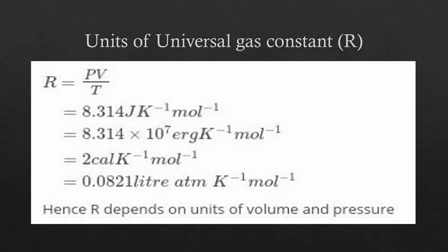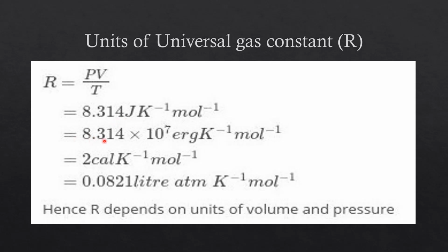Very important is the units of the universal gas constant, that is R. From the previous equation, you know that R is equal to PV by nT. So the R values in different units are 8.314 joule Kelvin inverse mole inverse. In joules it is 8.314, a very important value.